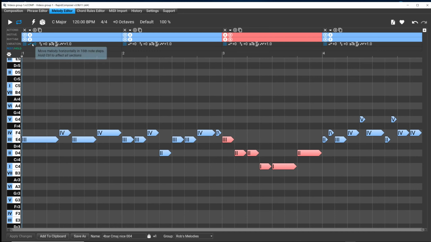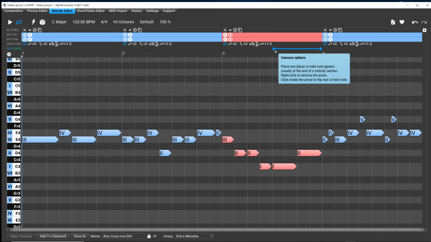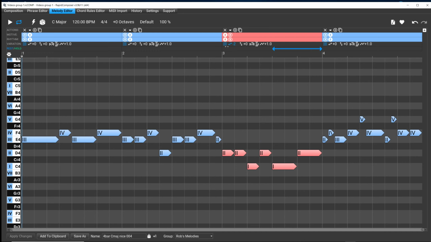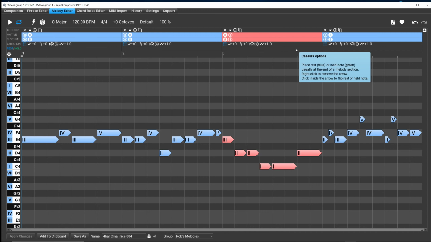There's not much more to that. You're just moving left or right, except let's remember, if you move left, and I'll try it again on bar three, the notes don't move into the preceding bar. Okay, they don't move into the preceding bar. All right. See you in the next video.